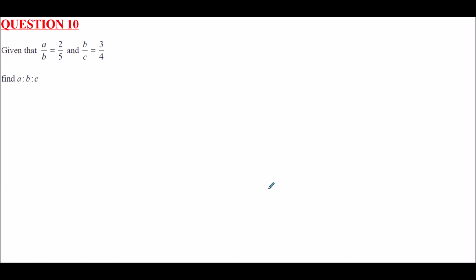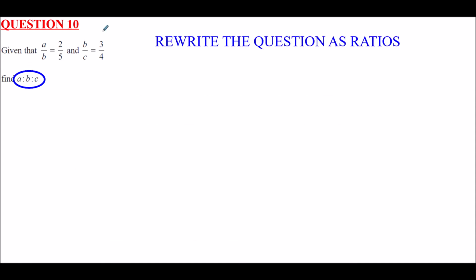Question 10. We're given that the fraction a to b is the same as 2/5, and the fraction of b over c is the same as 3/4. So we're given fractions here, but actually we want our final answer in terms of a ratio. So the first thing I'd suggest is to rewrite these fractions as ratios, because we've got a ratio in terms of what we want our answer to be. So rewrite the question as ratios.